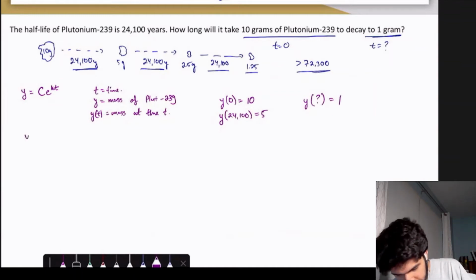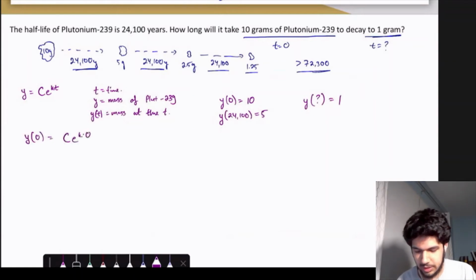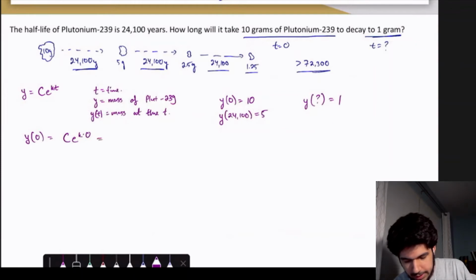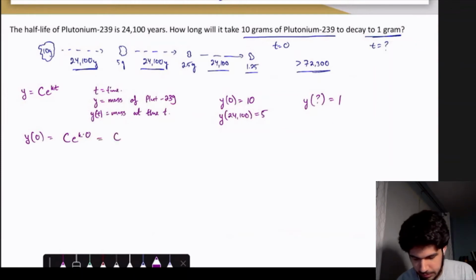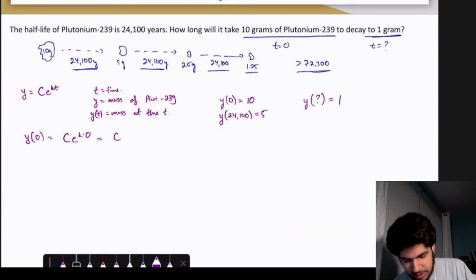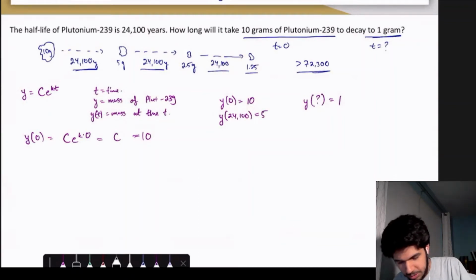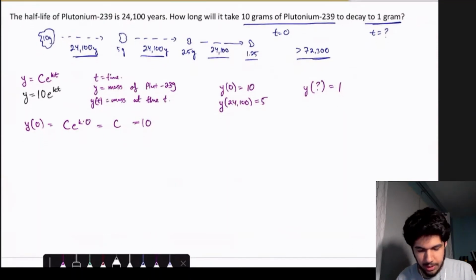So y of 0 is equal to ce to the k times 0, because we're at t equals 0, and that's just equal to c, right? And we know that this is going to equal 10 because we're given that right here. So c is equal to 10. So we can modify our equation to be y equals 10e to the kt. Cool.